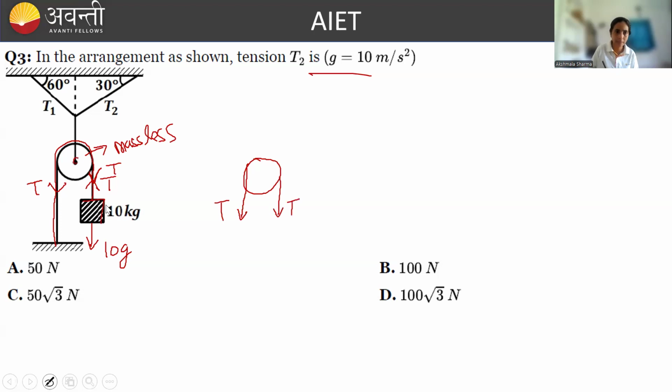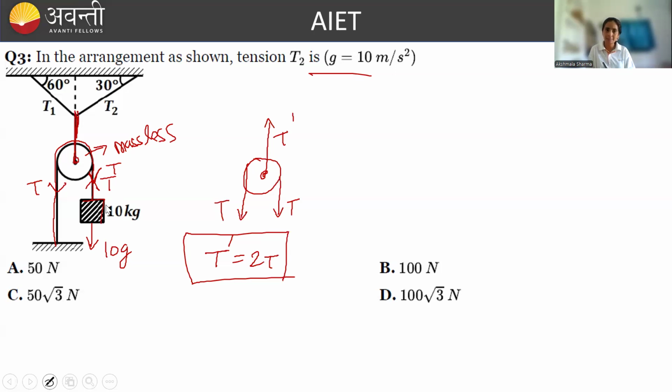And then there is another string acting like this, so it will also have a certain tension, take T dash. And since this pulley is massless, net force acting on any system is equal to mass into acceleration. Since here mass is 0, net force will always be 0. In that case, T dash will be equal to 2T. Okay? So here the tension is 2T.